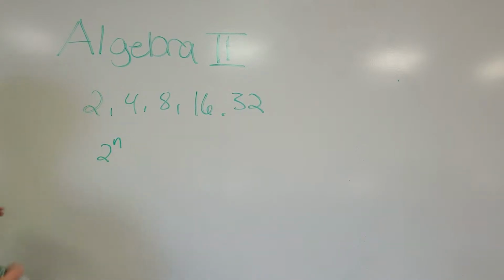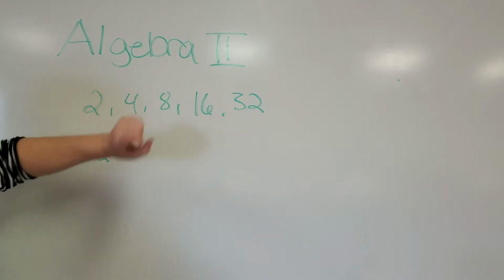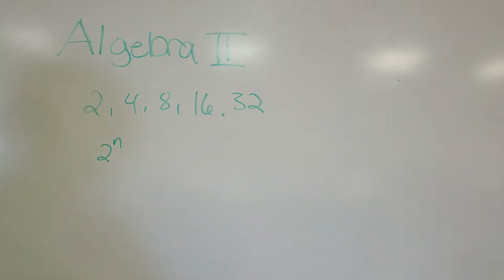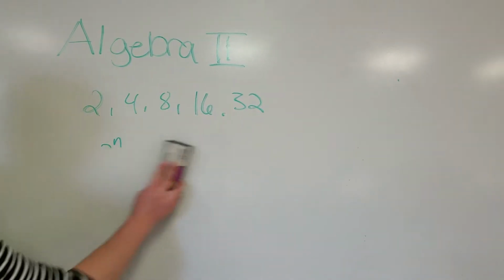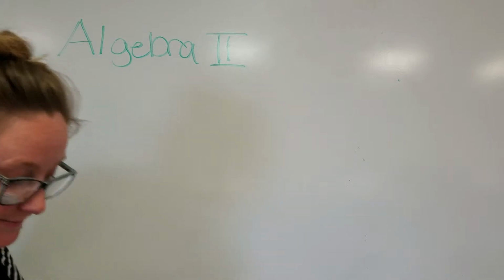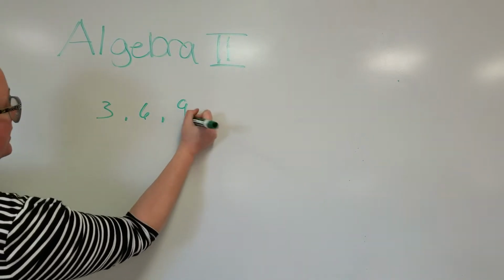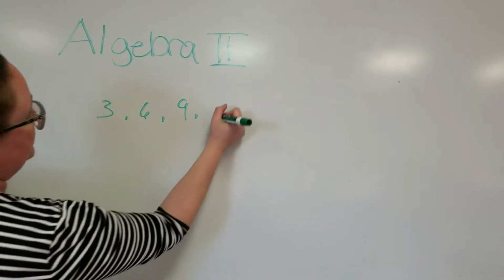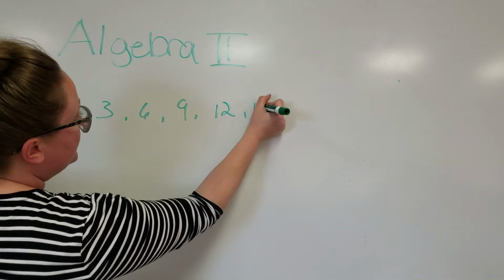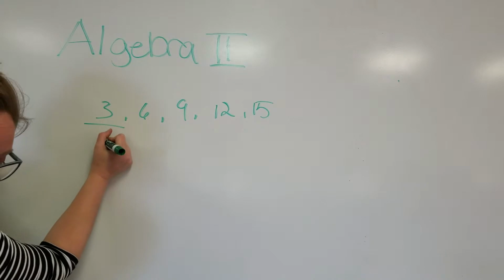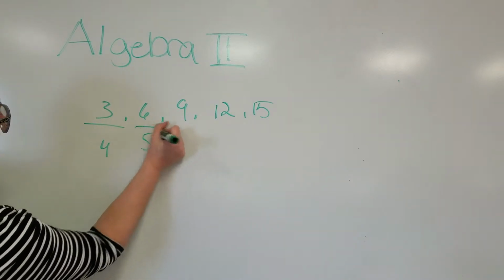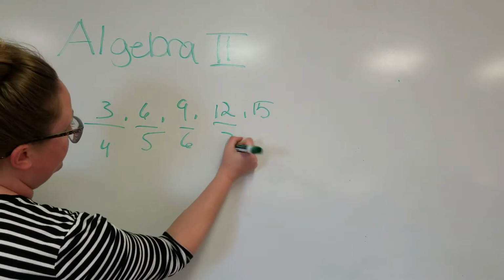N is starting at 1. 2 to the power of 1 is 2, 2 to the power of 2 is 4, 2 to the power of 3 is 8, 2 to the power of 4 is 16. So that's the general term for this sequence. The next sequence says 3, 6, 9, 12, 15 over 4, 5, 6, 7, 8.